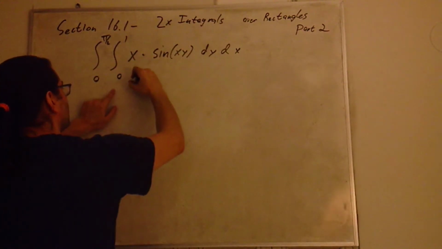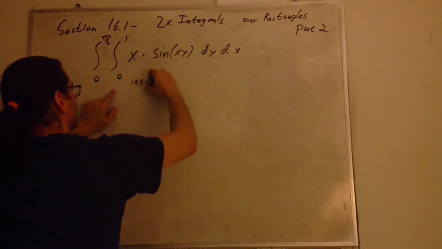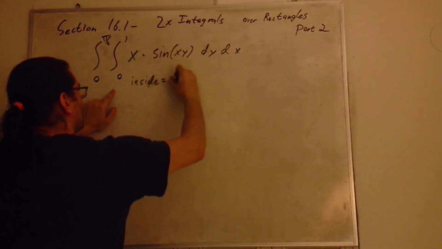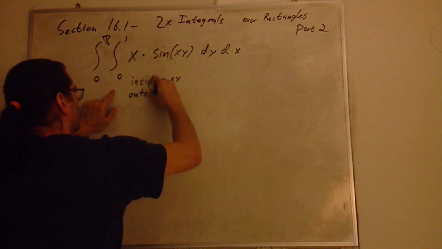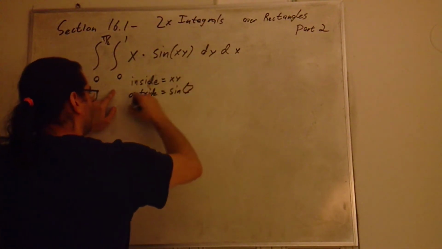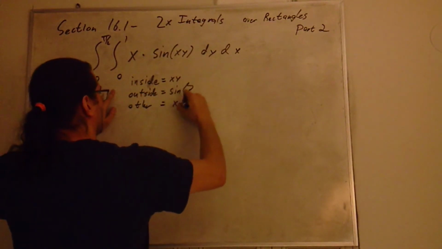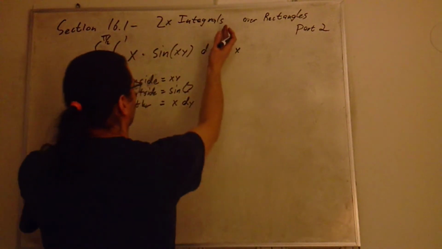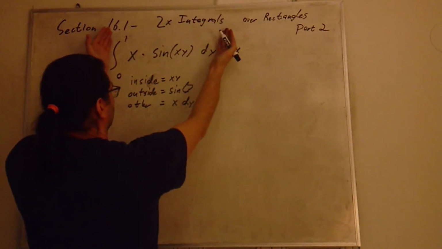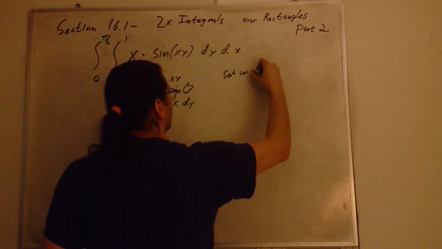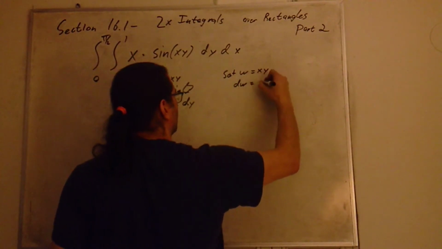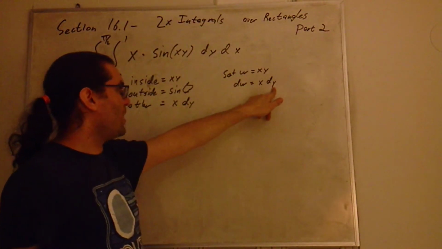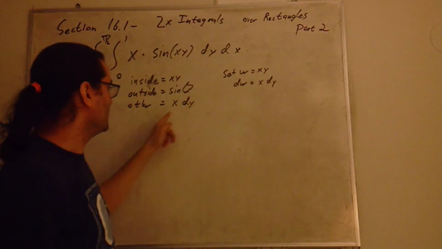Right, so we have some sort of inside-outside business here. Inside, not how you spell that. The inside is xy, the outside is the sine of something, and the other is x dy, because we're ignoring this dx and we're ignoring this first integrand. So we're going to set w equal to xy, and then dw would be x dy. I'm only doing this integral with respect to y, because I want it to match here.